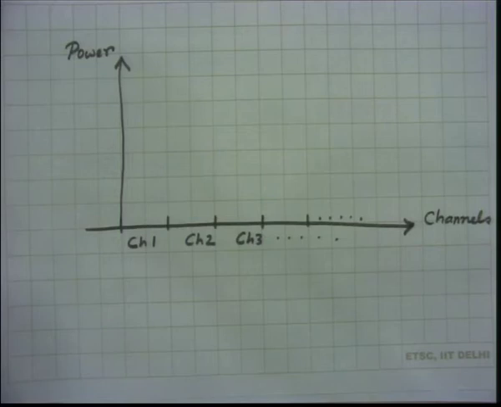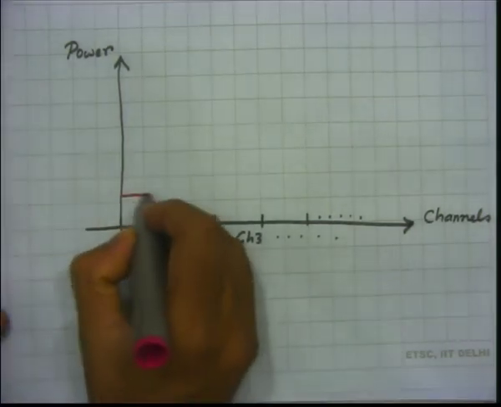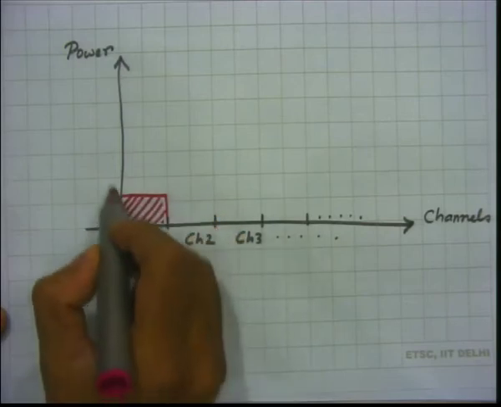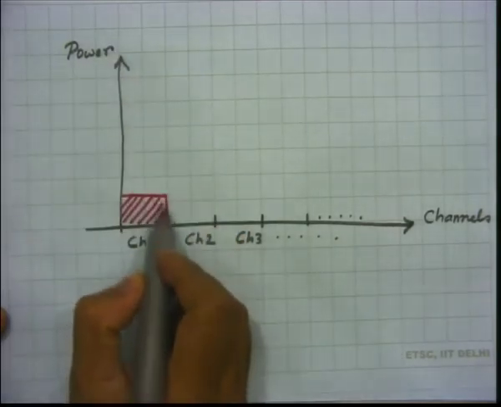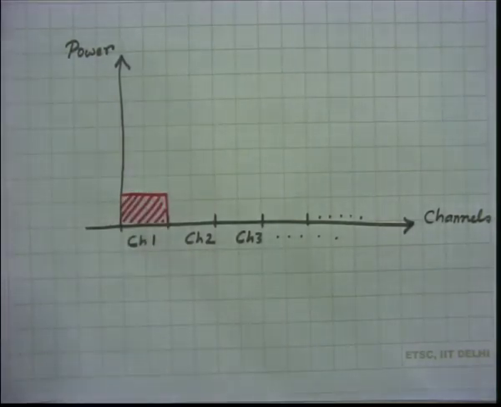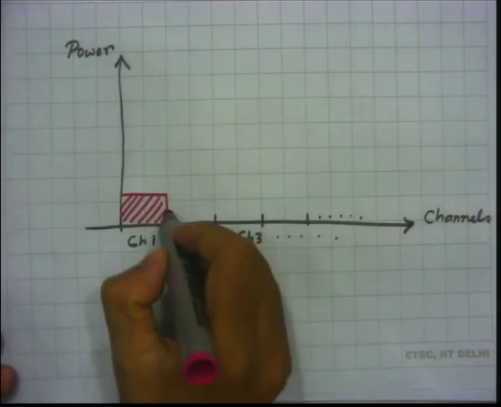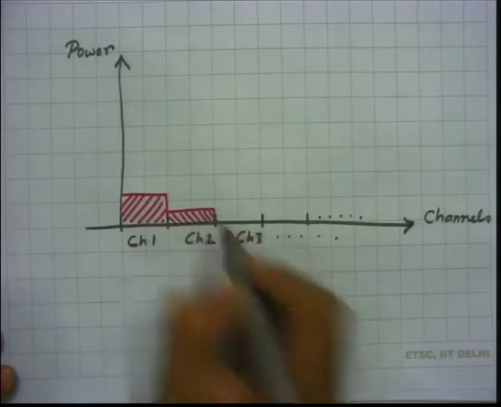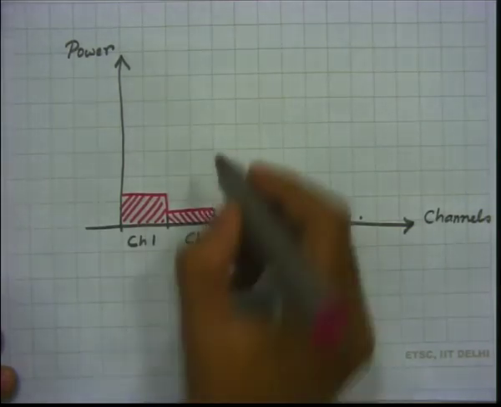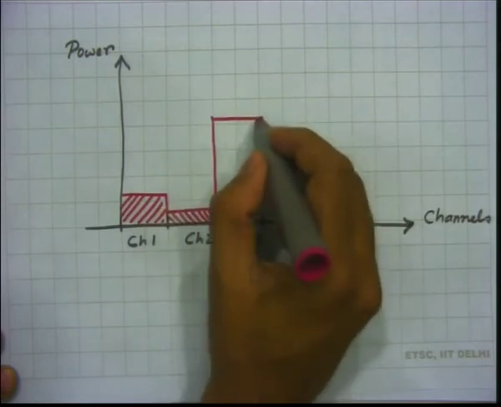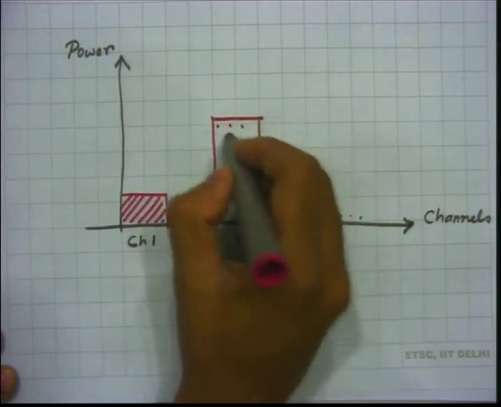Suppose the channel 1 is affected by some level of noise. So, this is a power axis. So, I have denoted a certain amount of noise power. Now, the channel 2 is a luckier channel and we have less noise. Channel 3 is my bad luck, it has much higher noise.